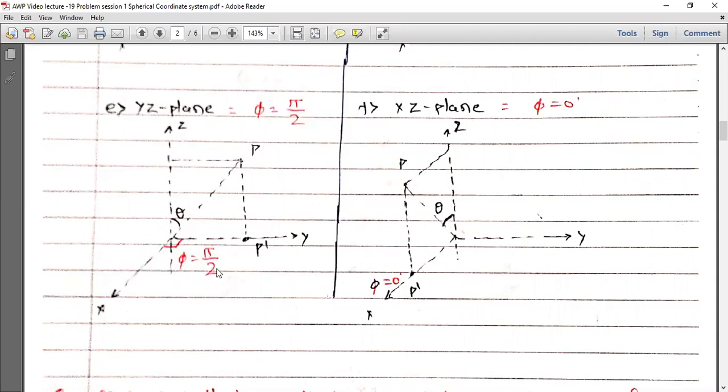So for all points P lying on the yz plane, we cannot say anything about r. We cannot say anything about theta. r can be anything from 0 to infinity depending on different positions of point P in the yz plane. Theta can be anything from 0 to pi depending on different positions of point P on the yz plane. But phi will always be fixed. Phi is always fixed for all positions of point P on the yz plane. This phi value is always pi by 2. Keep this in mind. If you have any question, you can ask very well.